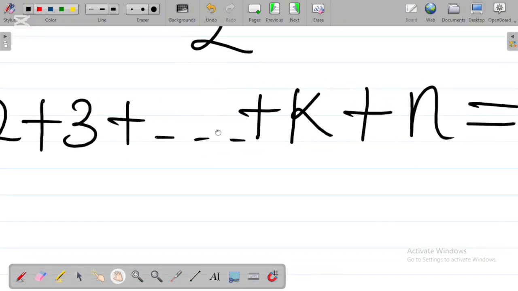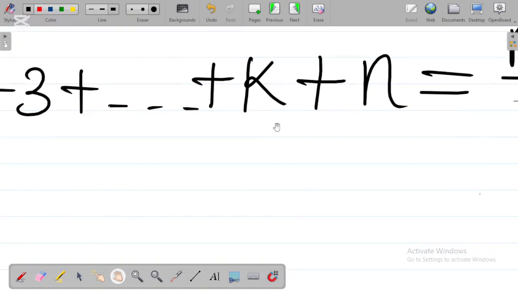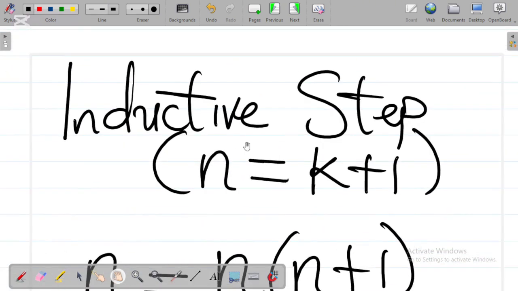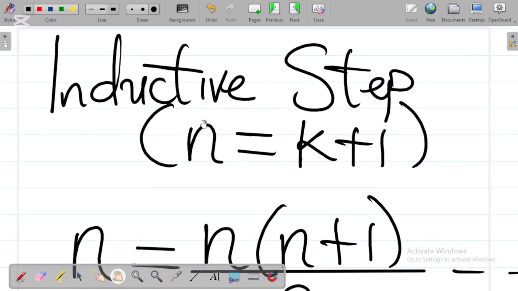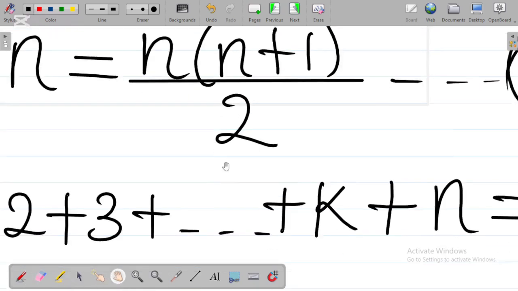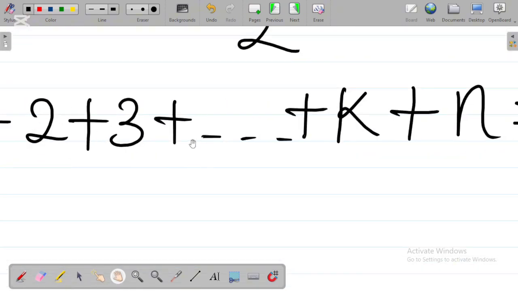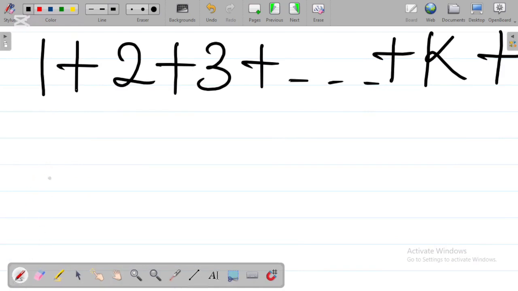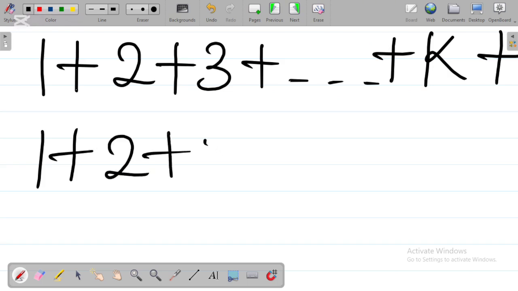All right, so at this point, we can now substitute n as k plus 1. Remember that for the inductive step, n is equal to k plus 1. So wherever we see n, we write k plus 1. So we have here 1 plus 2 plus 3 plus ... plus k.